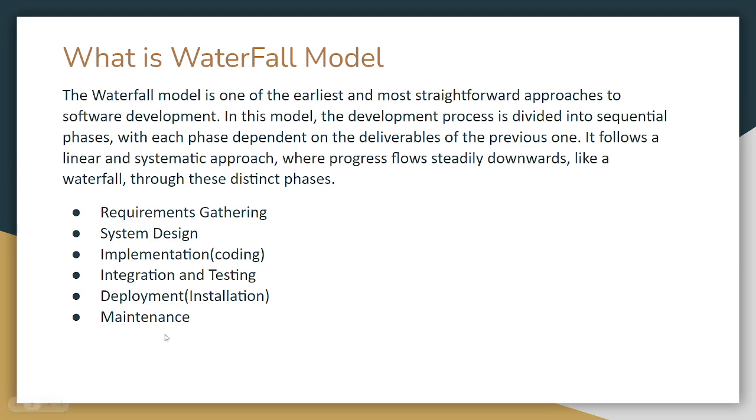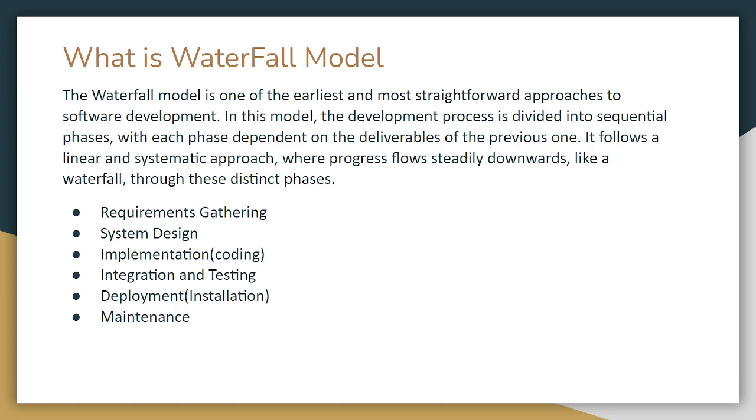So these are the models and these are the phases, and we'll discuss each of these. Requirements gathering and analysis. In this phase, requirements are gathered from stakeholders and analyzed to understand the scope of the project. Next phase is system design. Based on the requirements gathered, the system architecture and design are created. This includes defining system components, interfaces, and data structure. Implementation or coding. In this phase, the actual coding or development of the software takes place. Developers write code based on the design specification.